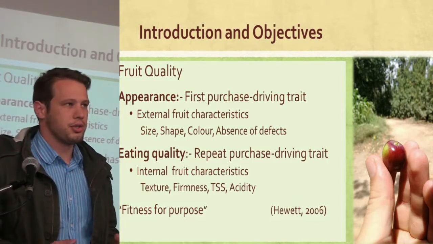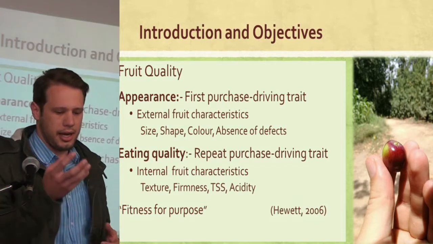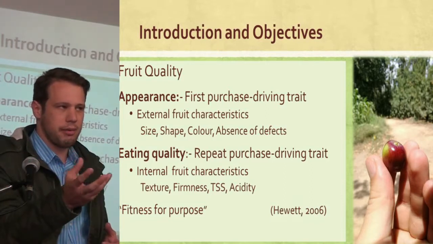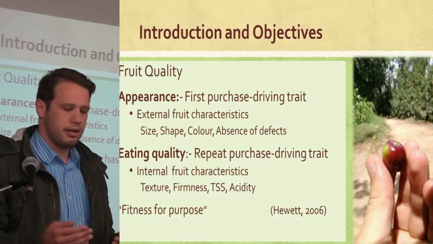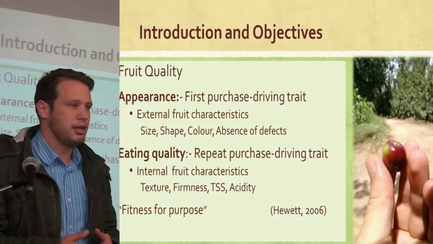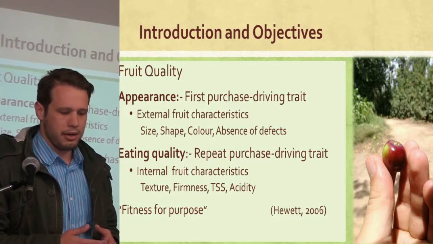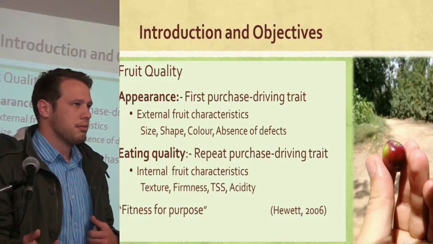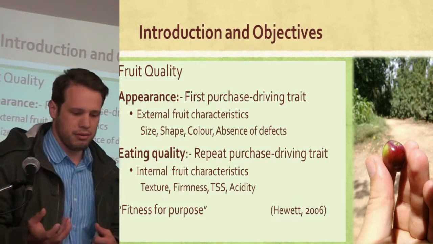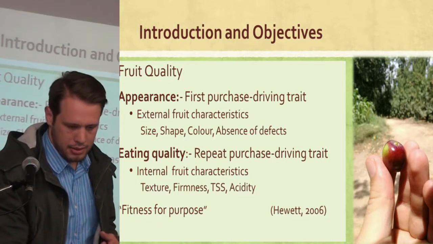appearance is the first purchase-driving trait, where consumers can see an apple with a size, shape and color that is desirable to them. And the eating quality pertains more to internal fruit characteristics, where the texture, firmness, and, well, essentially the pleasure of eating the fruit itself gets them to buy the fruit again later.